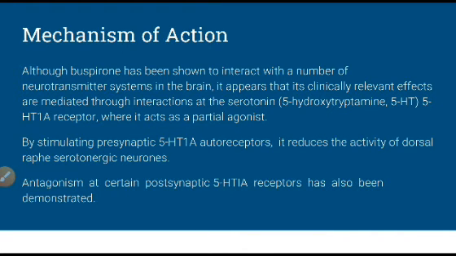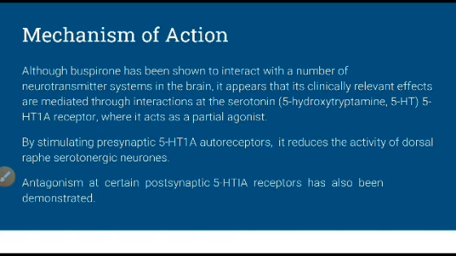We'll see how this buspirone acts. You know pretty well how benzodiazepine acts, but now we'll see how buspirone acts here. Buspirone is a selective partial agonist of the 5-HT1A receptor.